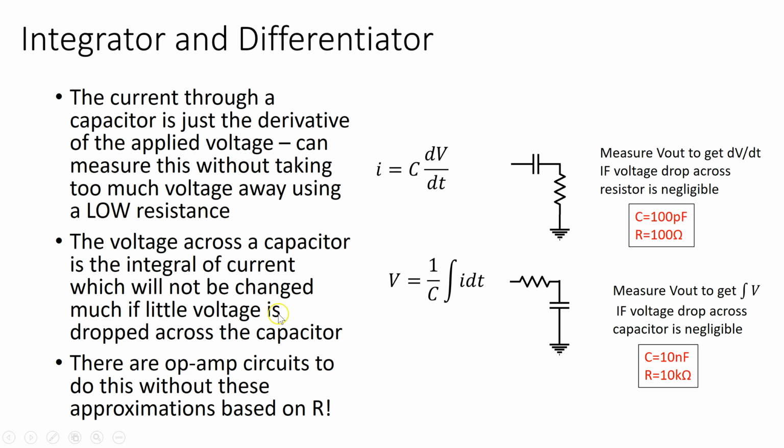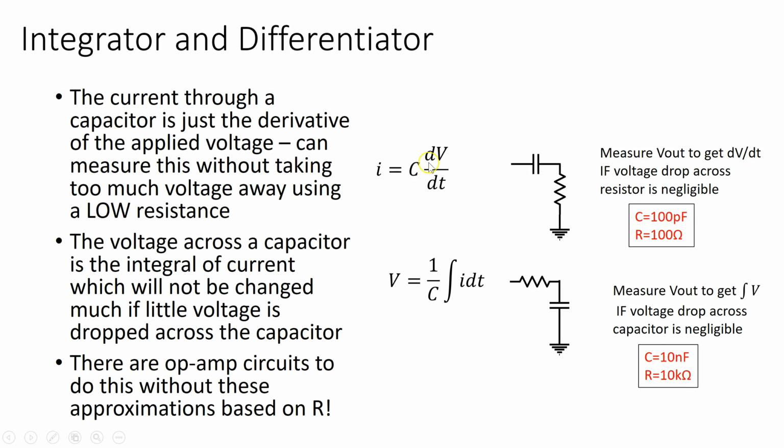Let's end by looking at a couple of circuits that do something interesting and useful, the integrator and differentiator. So here once again is the Q equals CV time derivative expression, that I is C dV/dt. So you can see that the current through a capacitance, if you can measure that without disturbing V, is given by the time derivative of the voltage across the capacitance.